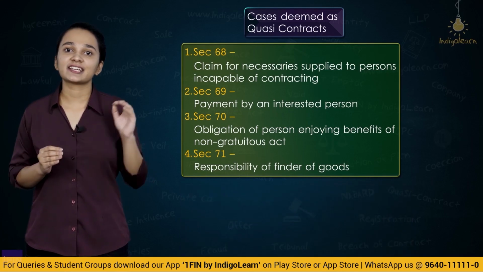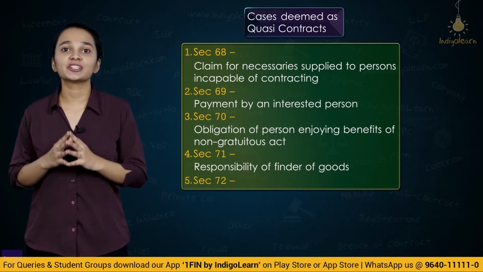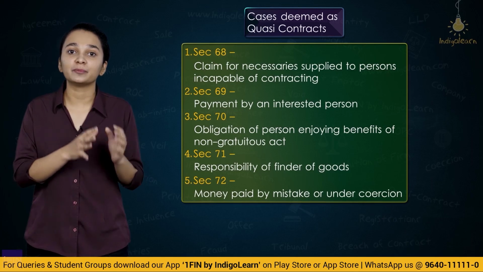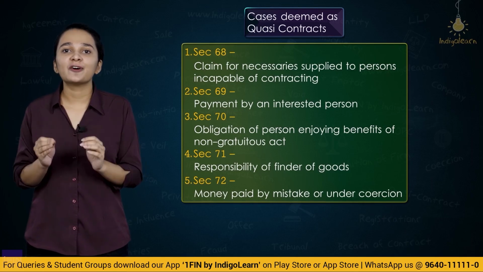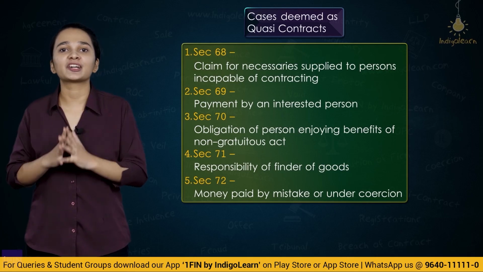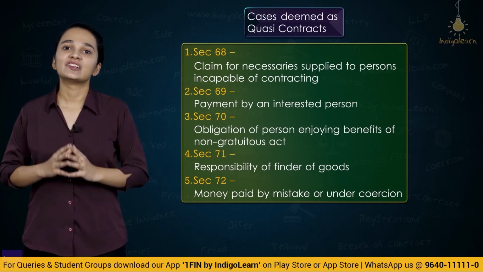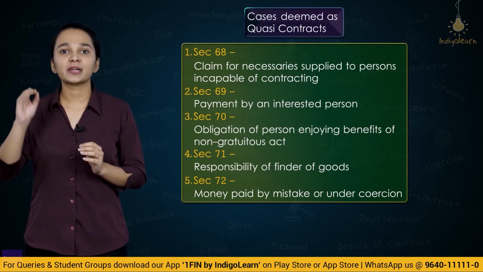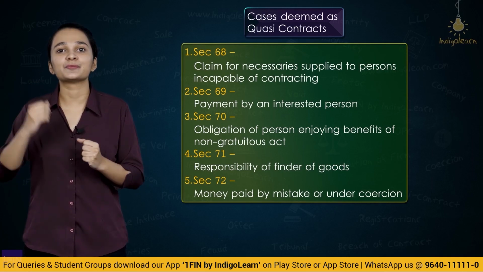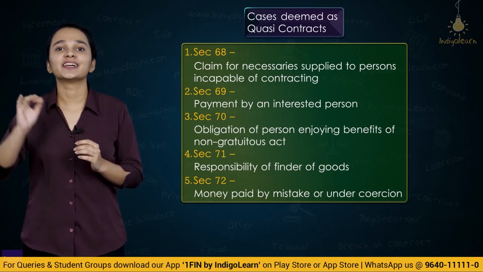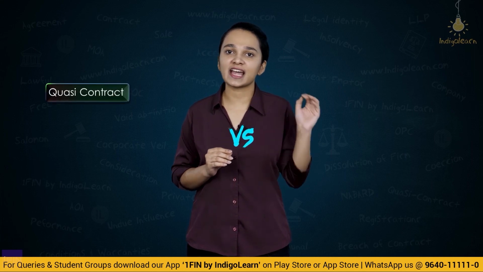And then finally in section 72, we have understood that if a person receives money by mistake or under coercion, then he is bound to return it back to the person from whom he received it. So, money paid by mistake or under coercion, then the person who has received it is bound to repay or return it. Then we have understood two small differences between quasi-contracts and a contract.